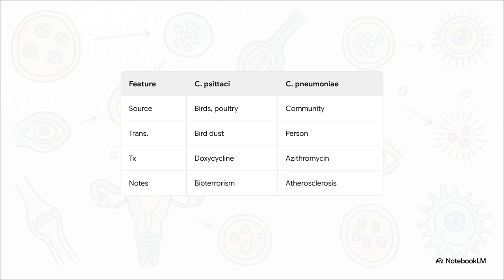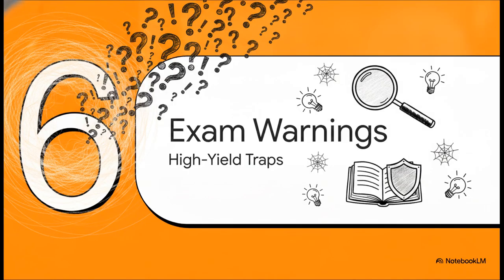On the right, Chlamydia pneumoniae is your standard community-acquired atypical pneumonia. It spreads person-to-person, mostly hitting school-aged children and young adults. Interestingly, it also has this strange, heavily tested link to atherosclerosis, though antibiotic trials for cardiac events ultimately showed no benefit. Let's bring it all home with Section 6, high-yield exam warnings.